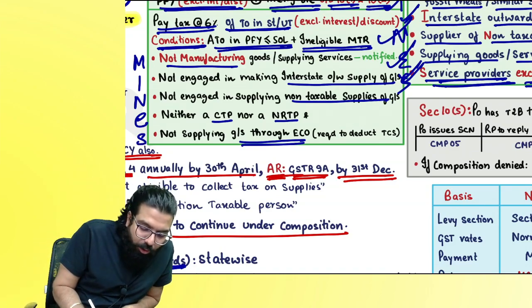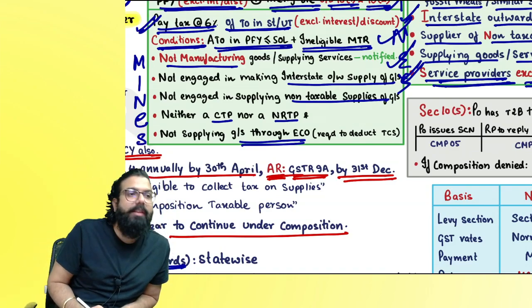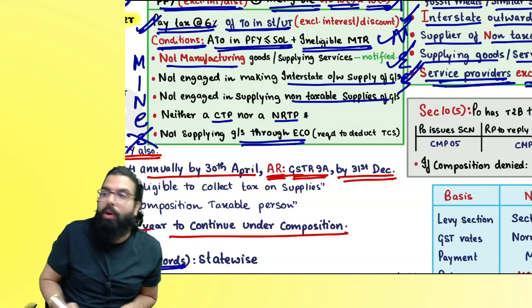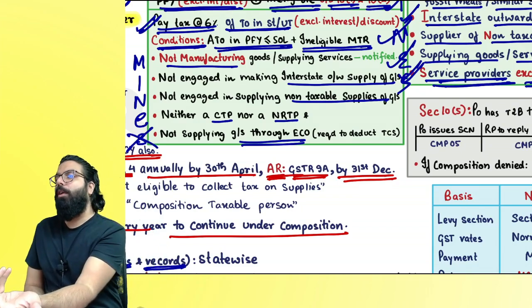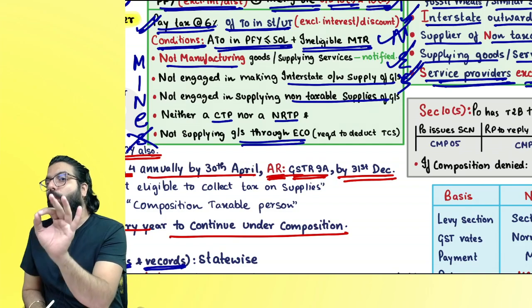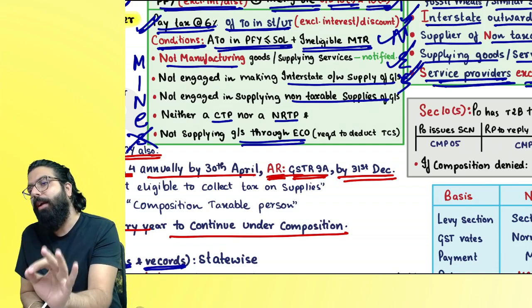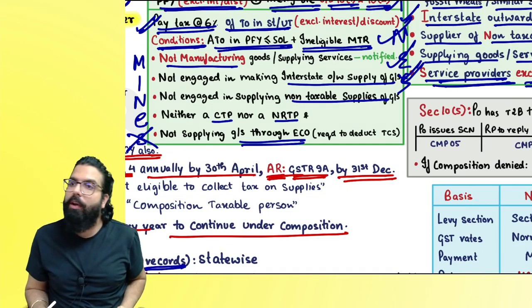Why didn't I write S over here? Because this scheme is principally for service providers. Hence, you can't say that service providers are ineligible. And hence, who are ineligible under section number 10.2A? MINE. Can I go ahead, everyone?